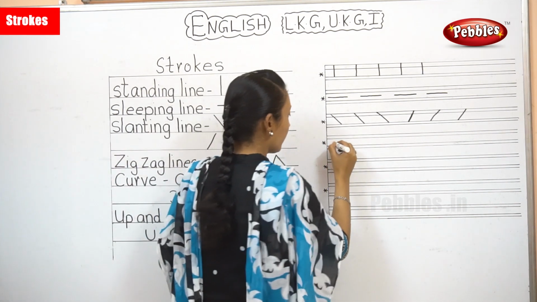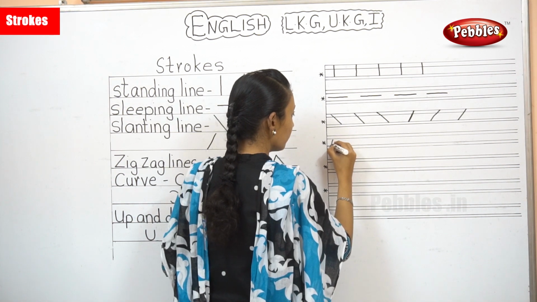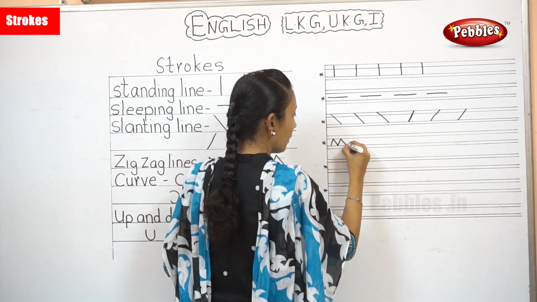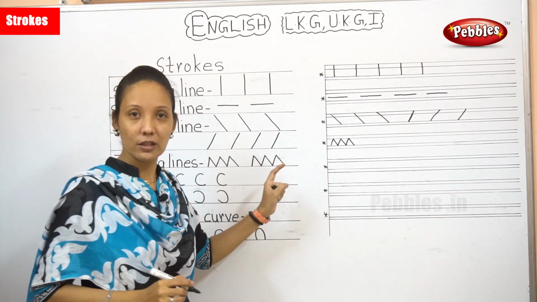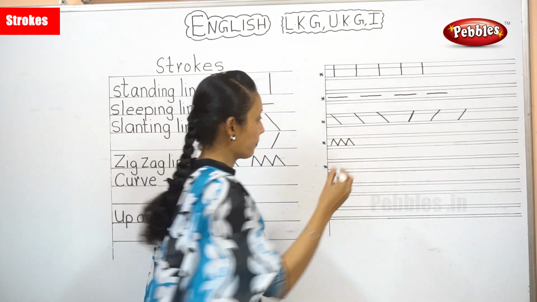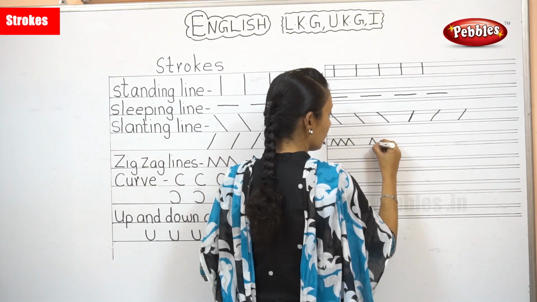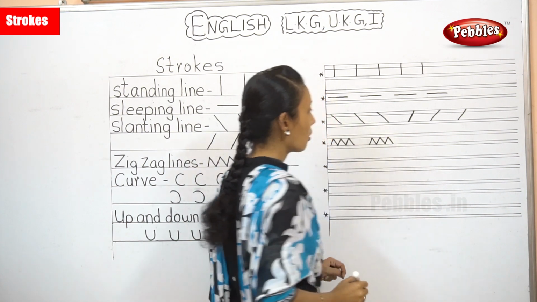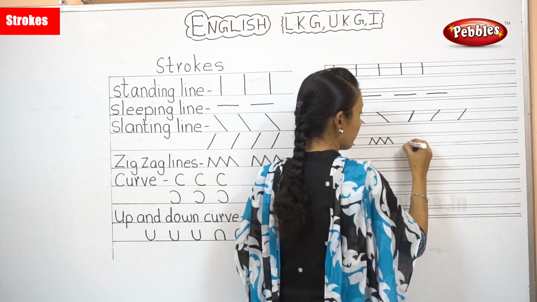Alright. Now you will start it from your third line, go up, down, up, down, up and down. This is zigzag. Yes, you know what is zigzag? Yes, up and down. Yes, you will draw it, right? That's called zigzag. So once more, up, down, up, down, up and down. Your zigzag lines. I will show it to you once more, children.